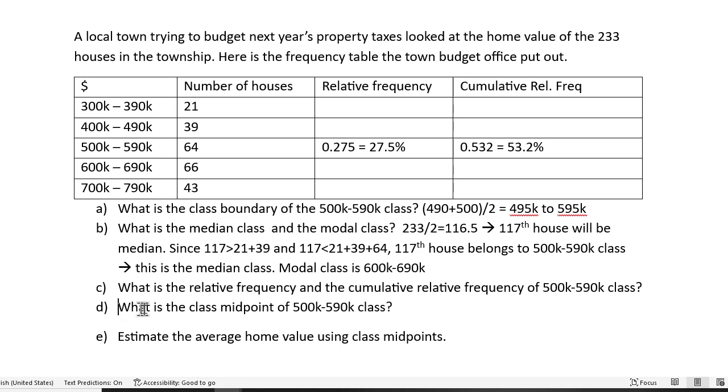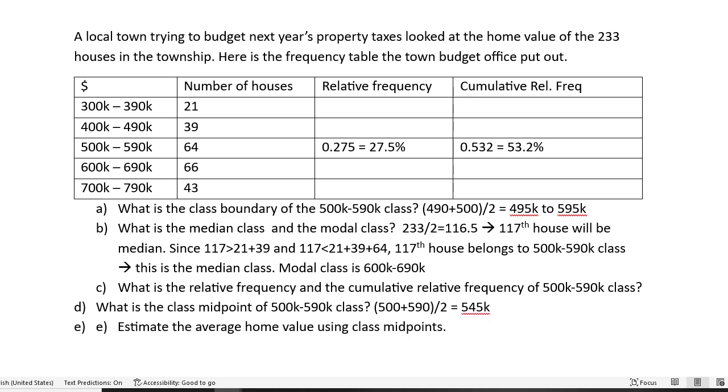Okay, what is the class midpoint of 500 through 590? Class midpoints are simply you just add the two numbers, the lower limit and the upper limit, and divide by 2. So you want to do 500 plus 590 divided by 2, which is equal to 545.